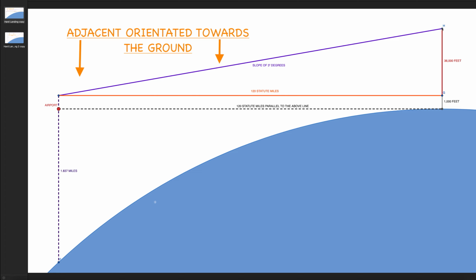So things to take into account: if the airplane is at the top of descent at H, and it wants to be here, 1,000 feet above the airport, and it's taking an average of a 3 degree descent angle, then that pilot must start descending, their top of descent must start at G, which is 120 statute miles away from the airport. So when the pilot descends towards the airport, once they've reached 120 horizontal statute miles, then they will be 1,000 feet above the airport. This is what they do, right?